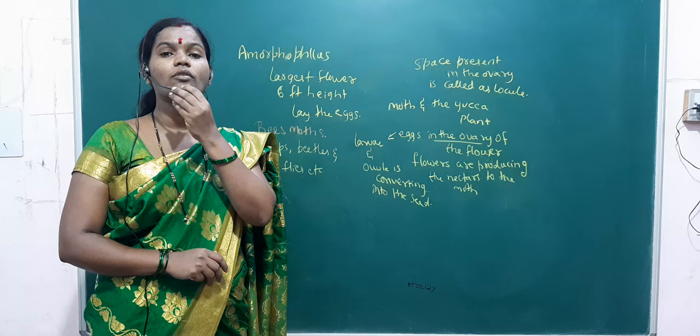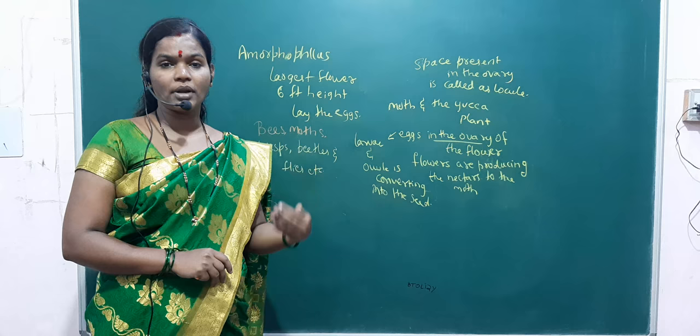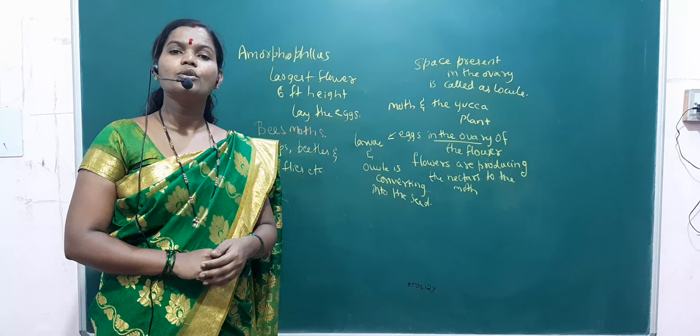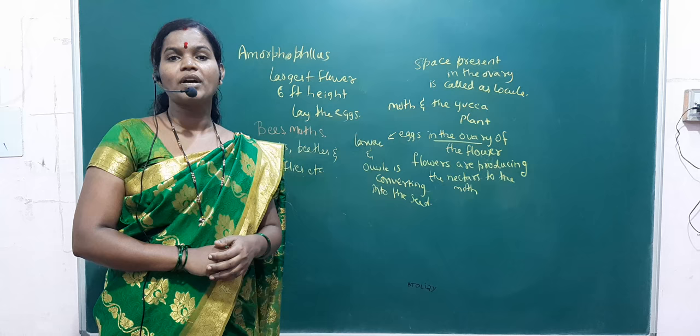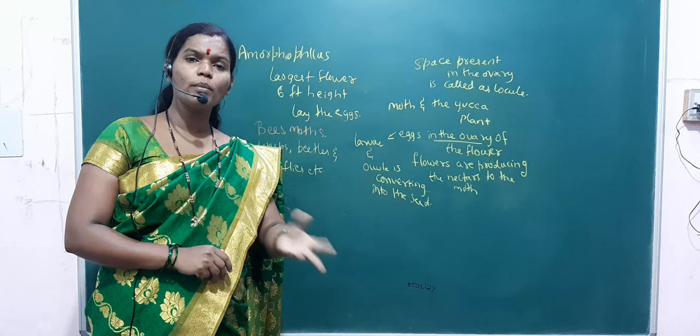And apart from that, primates like lemurs are there, reptiles like gecko lizard and the garden lizard are there. So they are all the animals, even the bats. Bats are also carrying out the process of pollination in case of angiosperms. So like this, we can give so many examples here of pollination.